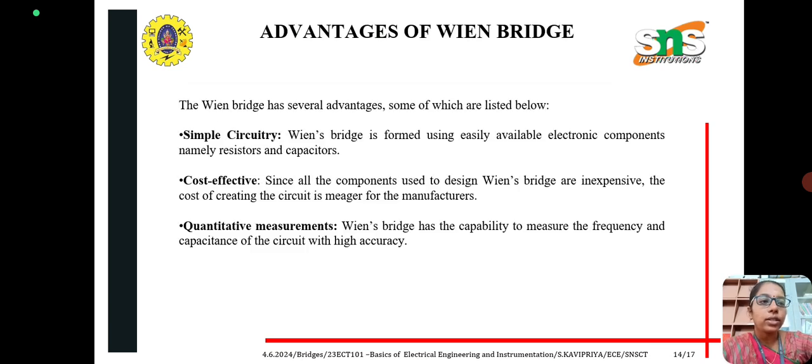Next are the advantages of the Wien bridge. It has many advantages. The first one is simple circuitry. The components in the Wien bridge are very simple and easily available, namely resistors and capacitors. And it is cost effective. Since all the components used to design the Wien bridge are inexpensive, the cost of creating this bridge is also very low. Next is quantitative measurement. The Wien bridge can measure the frequency and capacitance with high accuracy, so high quantitative measurements are produced by this bridge.